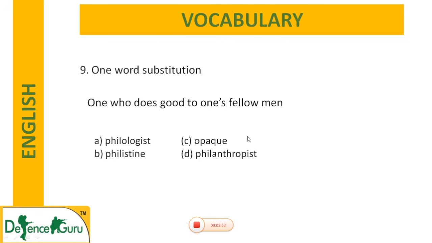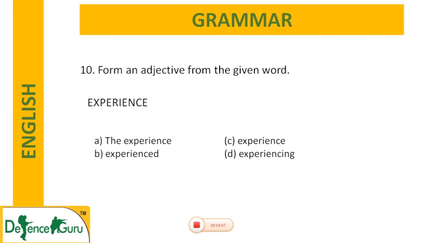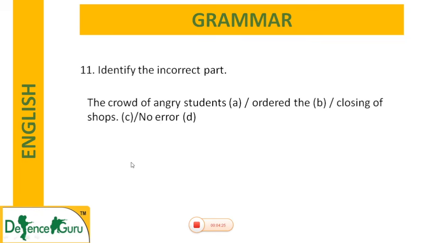She were mad. One word substitution, one who does good to one's fellow man. So here it is philanthropist, one who loves humanity, who thinks for mankind. Option D is correct. Now you need to find out the adjective from the given word. I hope we had a healthy session on the formation of words, the derivation of words. So experience is a noun and its derived word will be experienced. That is the adjective, and option B is correct.